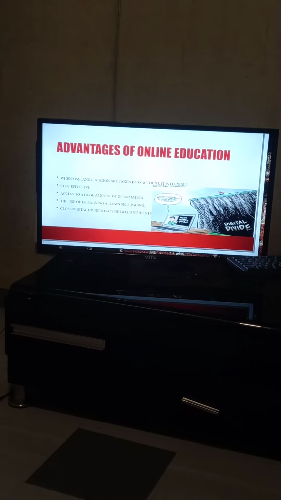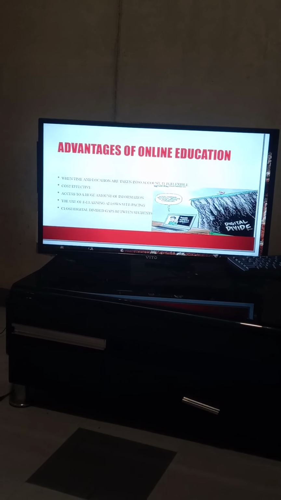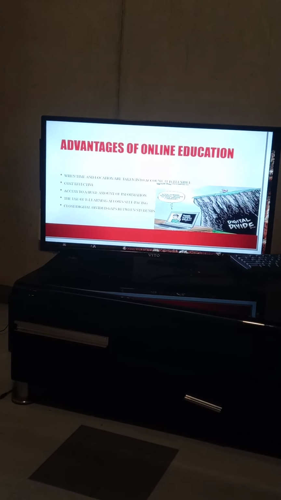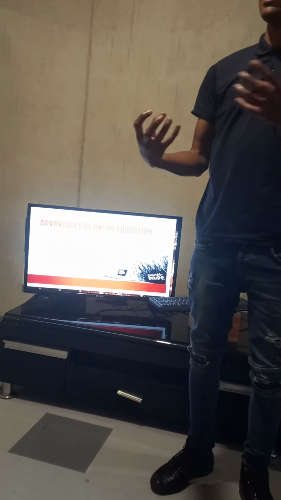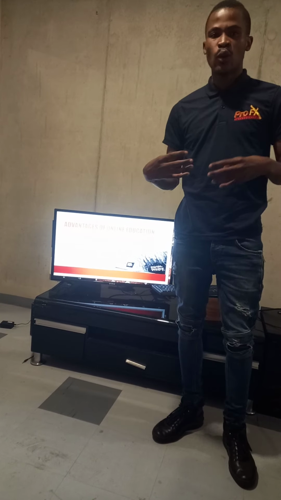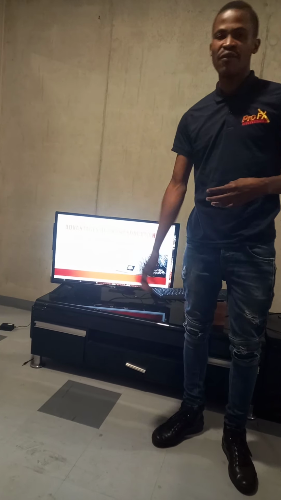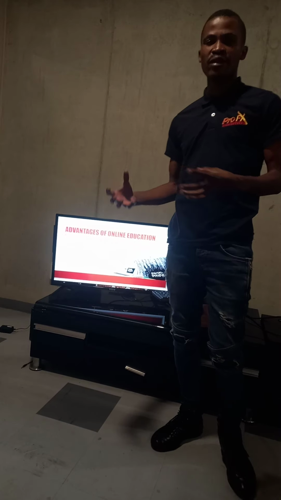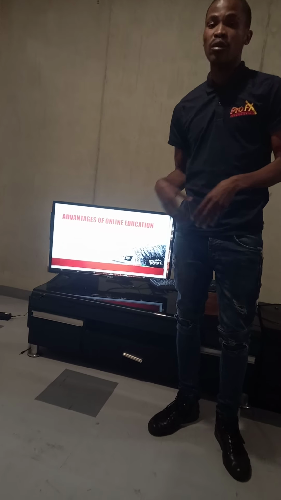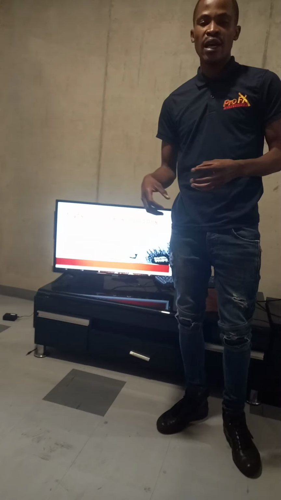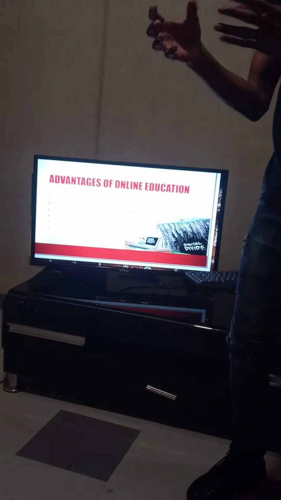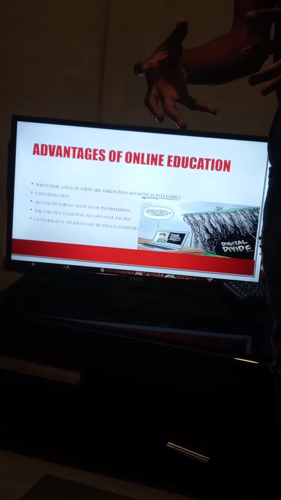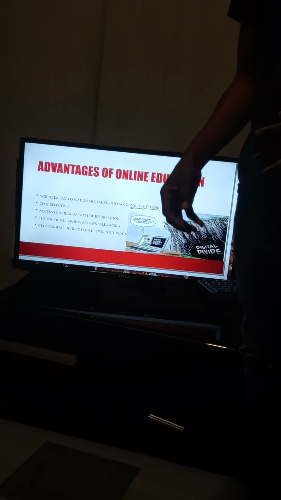And lastly, it closes the gap of the digital divide. When we say people are digitally divided, some students won't be able to get digital devices. So when online learning is emphasized or used, it means each and every student will be able to get a gadget that she or he will use to access online education. It means they'll get laptops so that they can access online education. So it closes that gap of them not having the digital devices of learning.